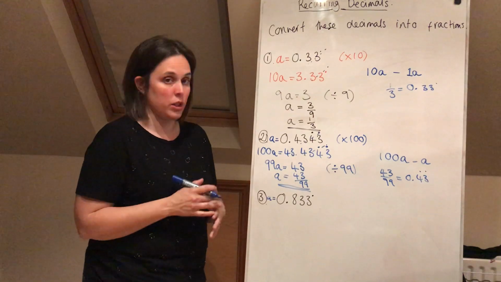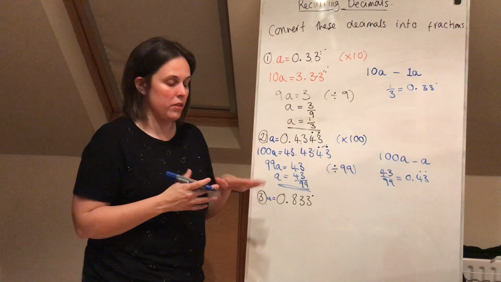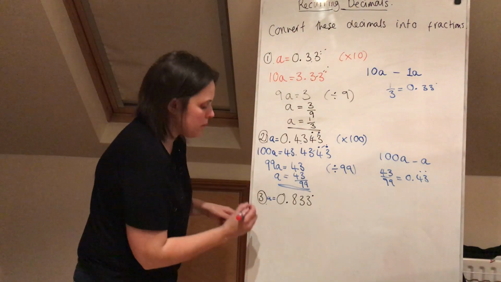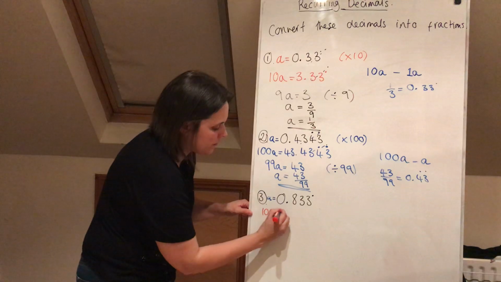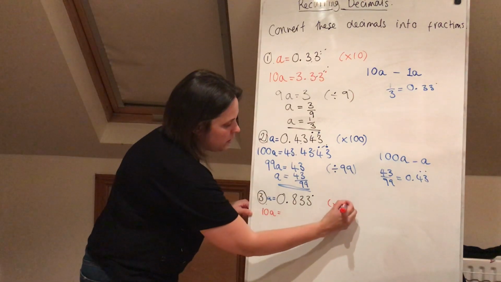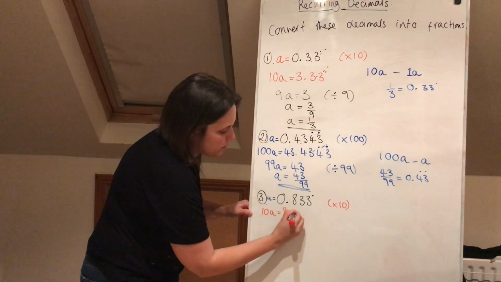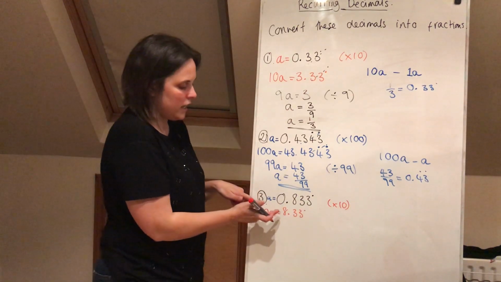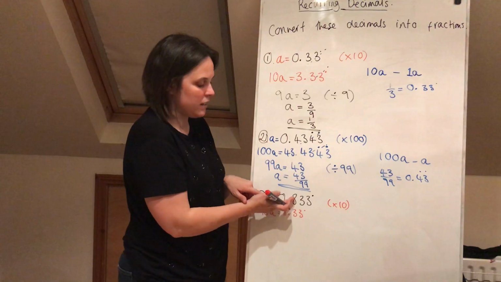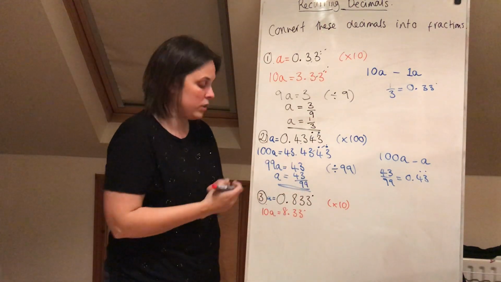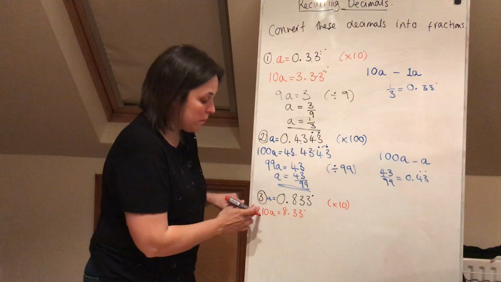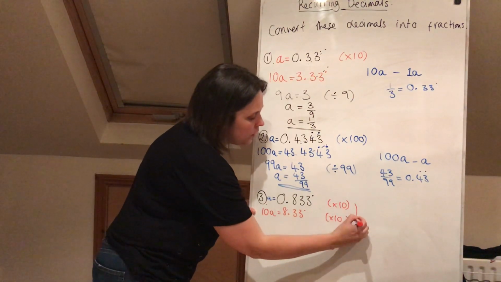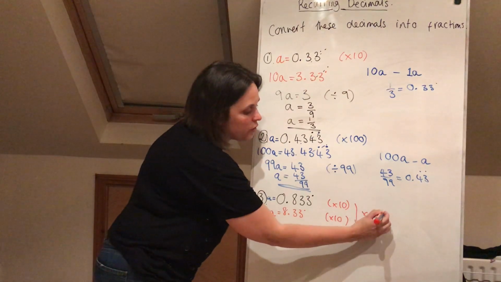So what we do is we just adapt our method again. So this time what we're going to do is we're going to multiply first by 10, and that gives us 8.33 recurring. Now we can't subtract here yet because we're going to have a 3 with an 8, and that causes us a problem, although the rest will disappear. So then what we do is we multiply this one by 10. So overall we've multiplied by 100.